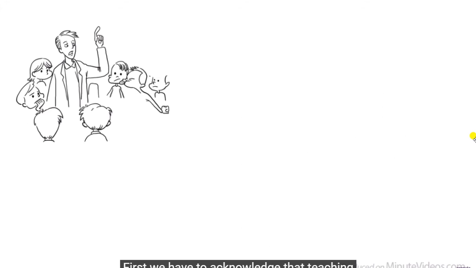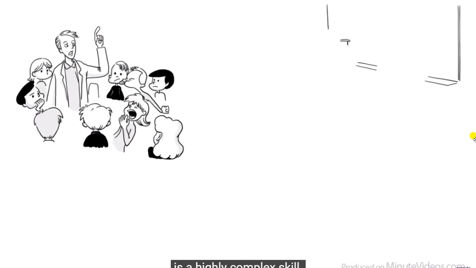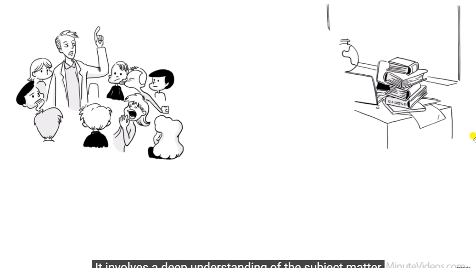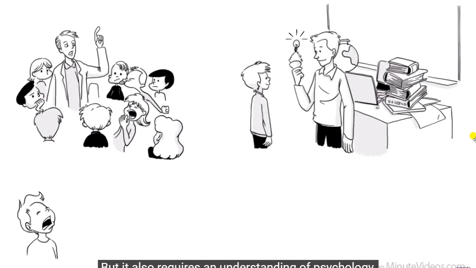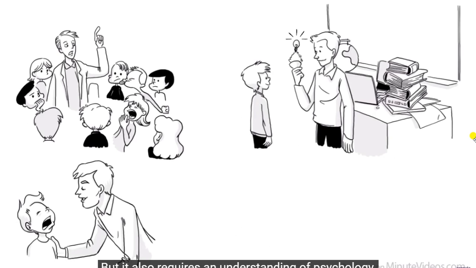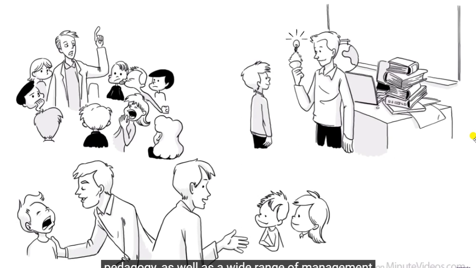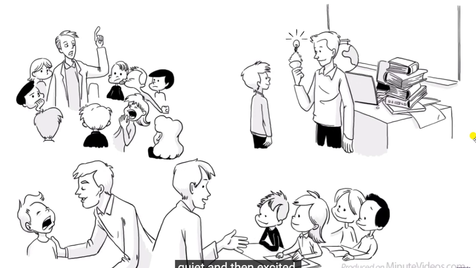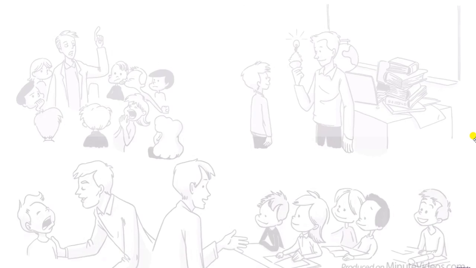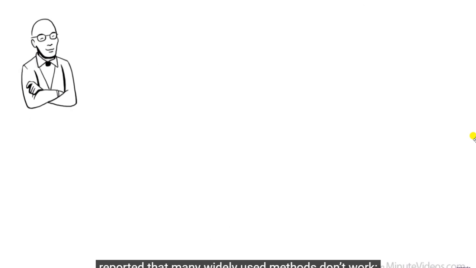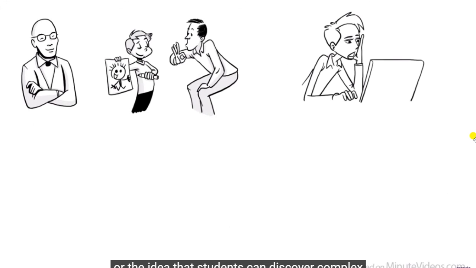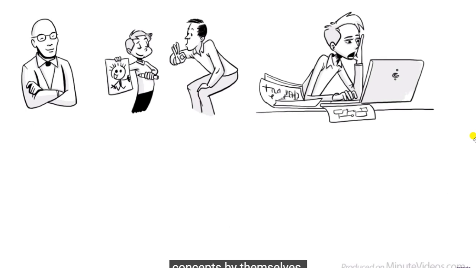First, we have to acknowledge that teaching is a highly complex skill. It involves a deep understanding of the subject matter and the ability to explain complex issues in simple ways. But it also requires an understanding of psychology, pedagogy, as well as a wide range of management skills in order to get the students first quiet and then excited. Rob Coe, professor at Durham University, reported that many widely used methods don't work. For example, grouping students by ability, giving unearned praise, or the idea that students can discover complex concepts by themselves.